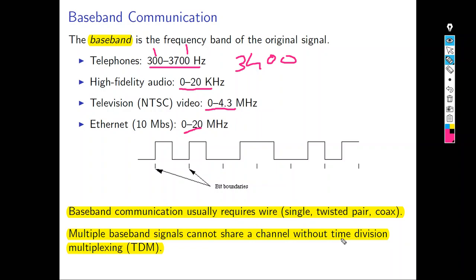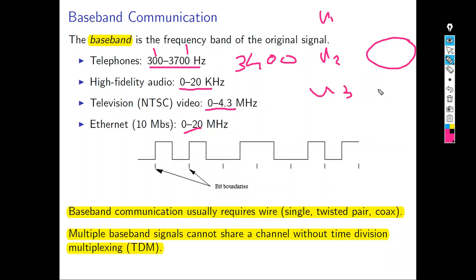So how do you define baseband communication? It usually requires wire, like twisted pair, coaxial cable, Ethernet, and so on. Multiple baseband signals cannot share a channel without time division multiplexing. For example, assume you have user 1, user 2, user 3, and they want to transmit their signals over the channel. Without using time division multiplexing, they cannot do this. Each one has to use a channel dedicated to himself.